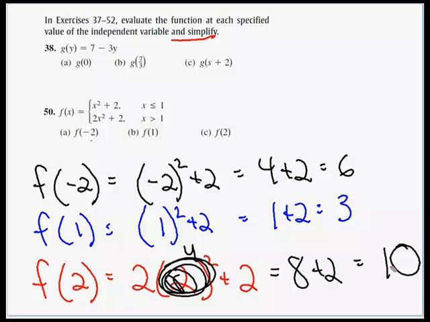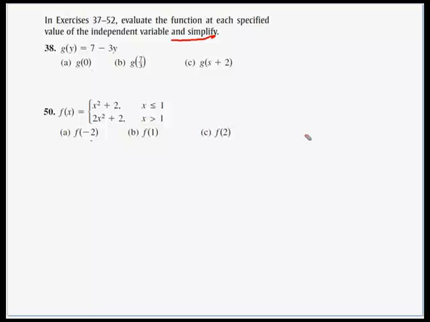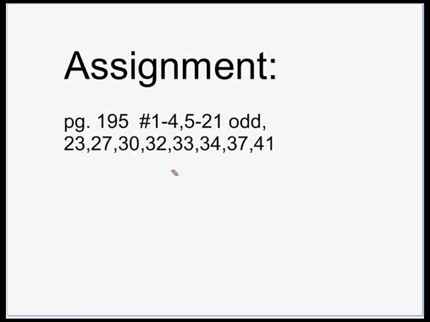And that is going to wrap up the first video for this section 2.2. Here's the assignment for tonight if you forgot your assignment paper. Numbers 1 through 4. All of those, 5 to 21 odd, and then these select problems. Remember, check the odd answers in the back. You can check the answer to these odd ones in the back of the book.